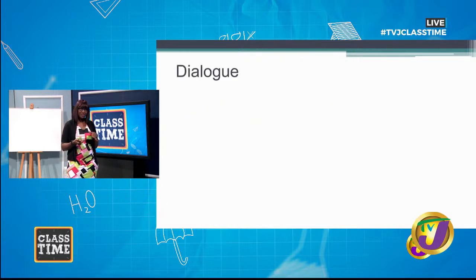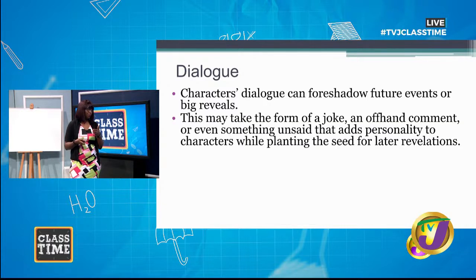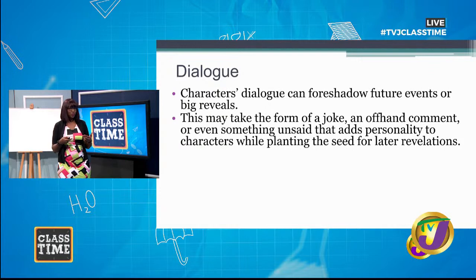So there are different techniques you can use. Of course, we spoke about dialogue. In the dialogue, they talk about the things that are to come. They might give a joke. They might make an offhand comment. They might just say something or not say something. And that will help us to understand that something is coming down the line.